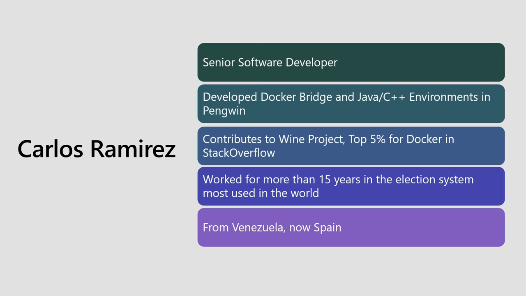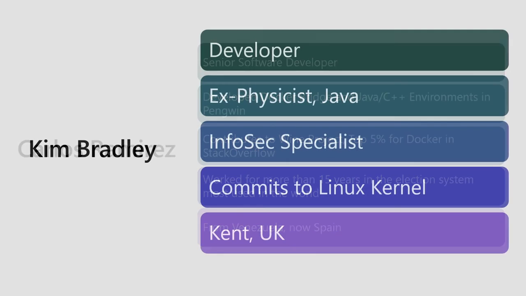Carlos is our senior software developer. He developed our Docker bridge, which we'll talk more about later. He contributes to Wine. He's in the top 5% for Docker on Stack Overflow, and he has worked for more than 15 years in election software. Basically, if you vote outside of the United States, you've probably used his election software. He now lives in Spain.